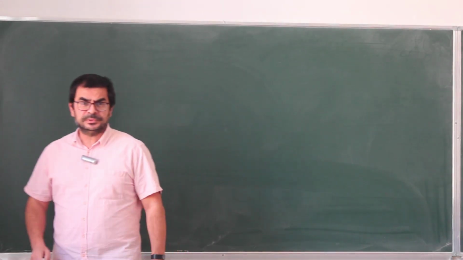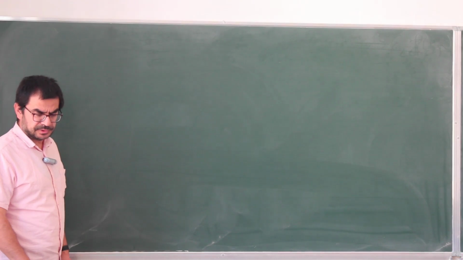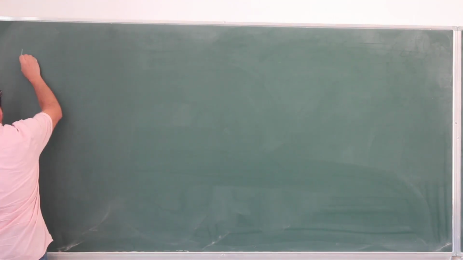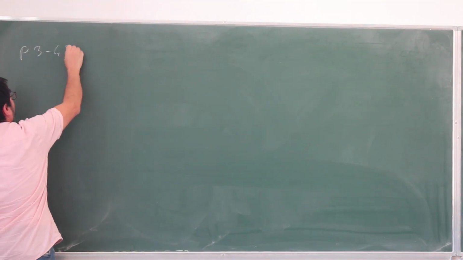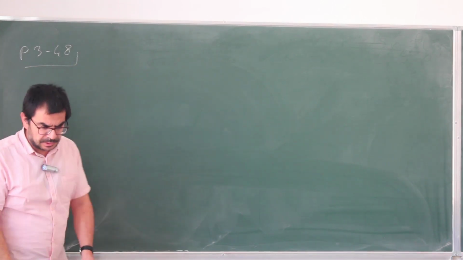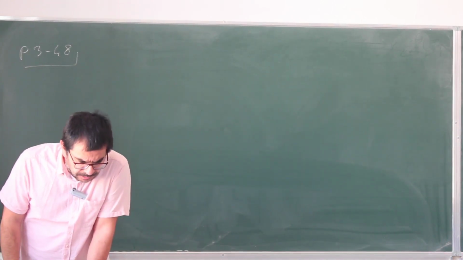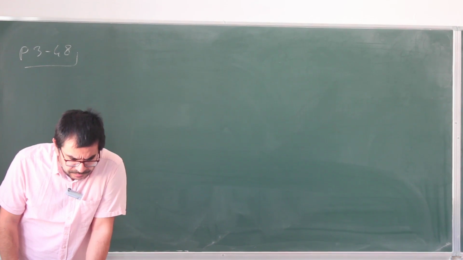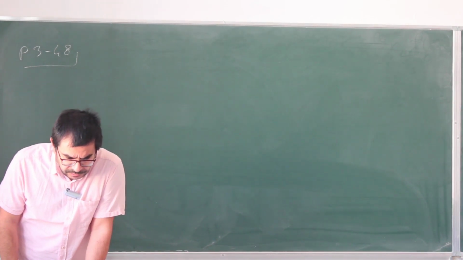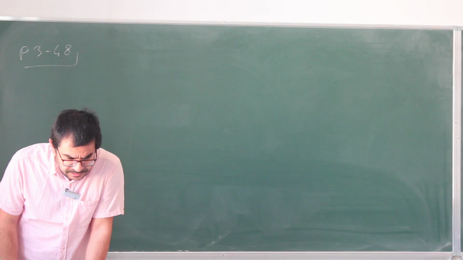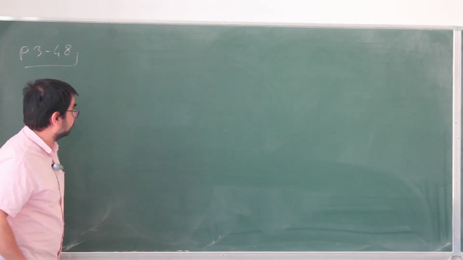This is another suggested problem from chapter 3, problem 48. In this problem, exactly 3 seconds after a projectile is fired into the air from the ground, it's observed to have a velocity of blah, blah, blah, where the x-axis is horizontal and the y-axis is positive upward.